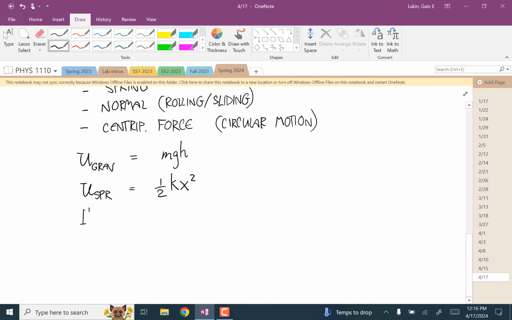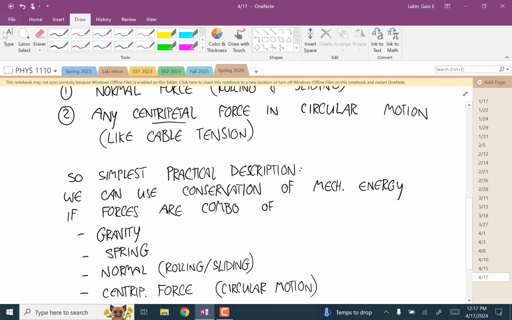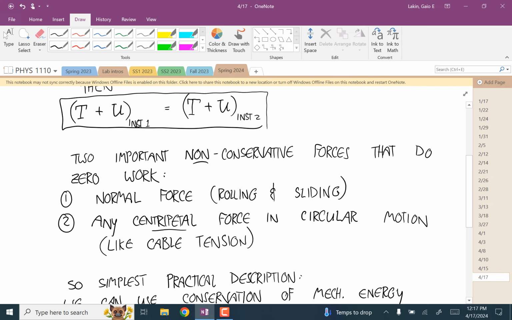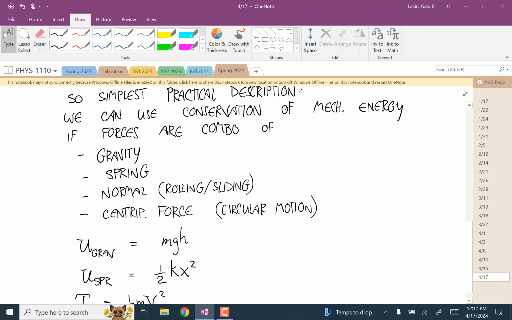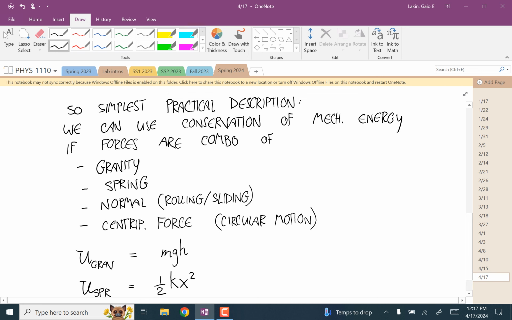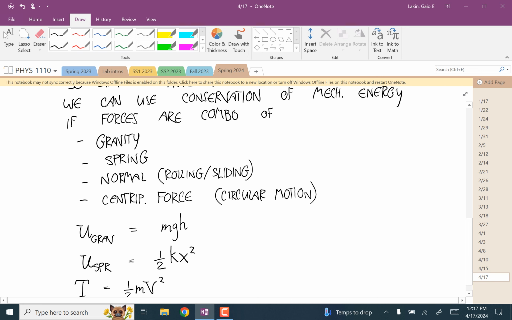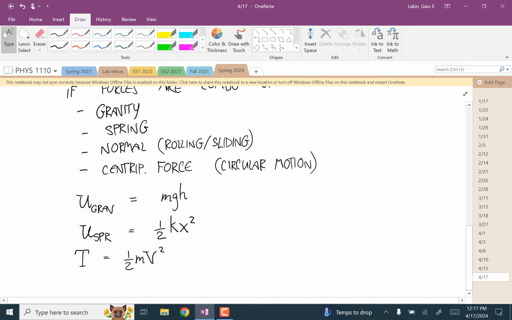And kinetic energy is always calculated the same. That's 1/2 times the mass times the speed squared. Okay, so I think probably if all you read was starting here at the simplest practical description, this is all you need to know how to use these problems.